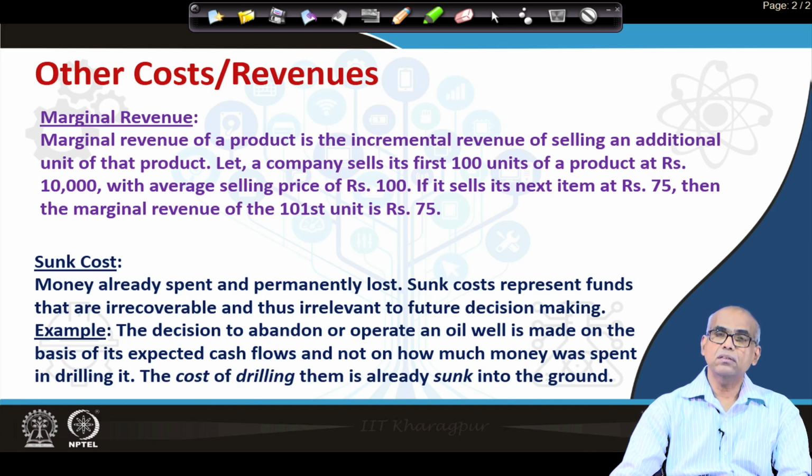Now, this decision should be dependent on the expected cash flows, not on the money that was spent for drilling of the well. The cost of drilling is the sunk cost. So, literally speaking, the cost of drilling the oil has already sunk into the ground.